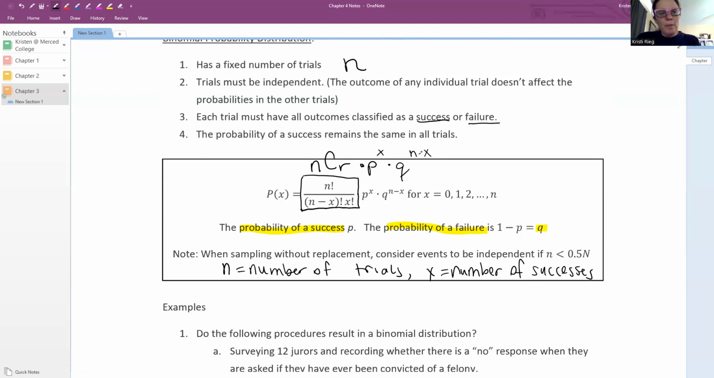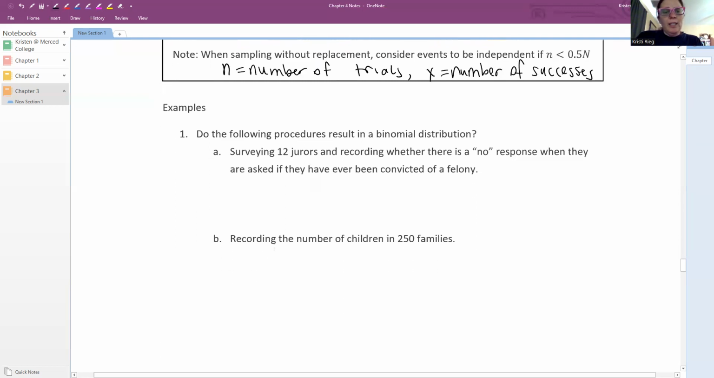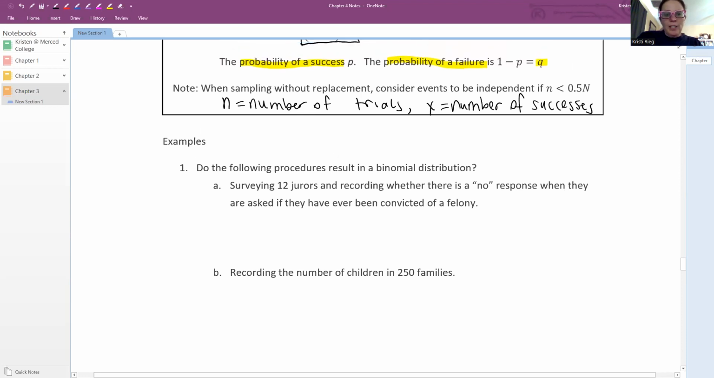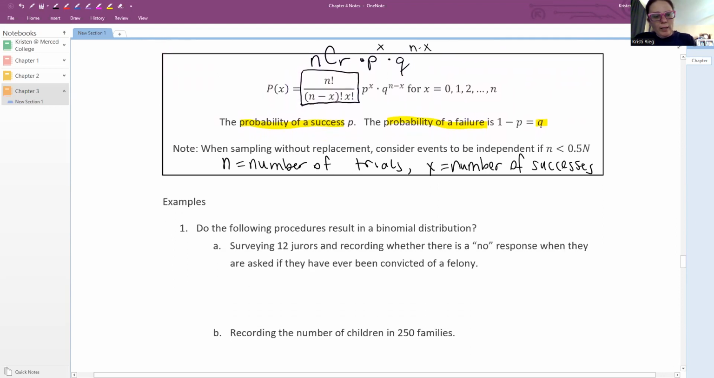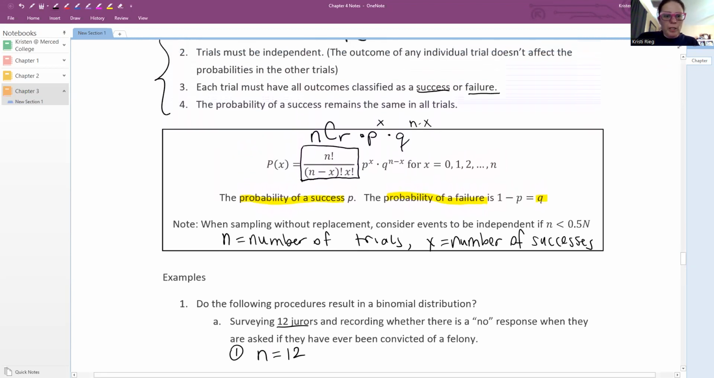What I want to focus on right now is these rules right here, and then we'll come back to the formula. So right here it says, do the following procedures result in a binomial distribution? So we're asking 12 jurors whether there is a no response when they're asked if they've been convicted of a felony. And so looking at the list here, number 1, it has a fixed number of trials. Number 1 from the list above, N equals 12 because we're asking 12 jurors. So it's fixed. We know exactly how many people are being asked, so we're good to go.